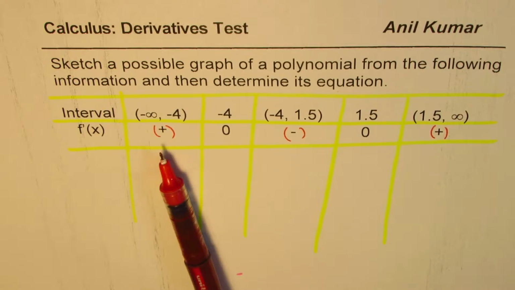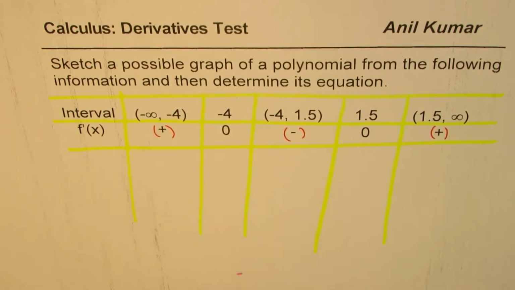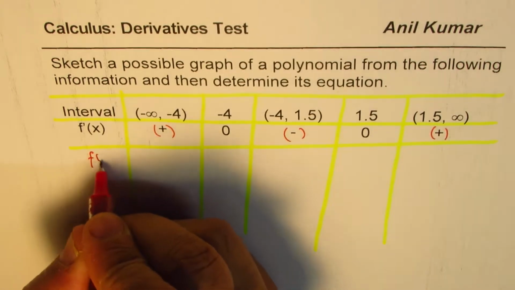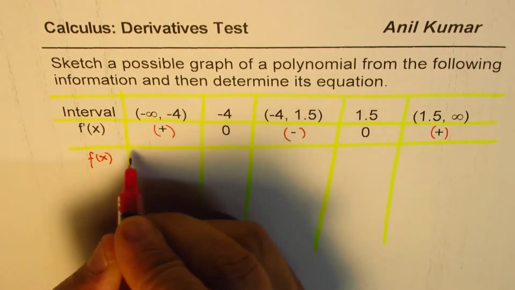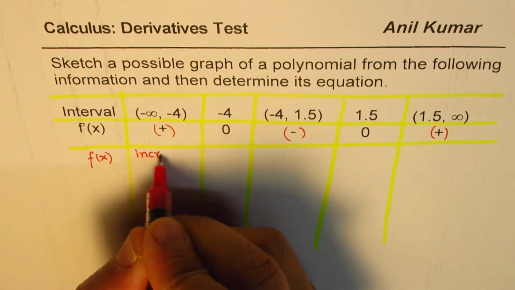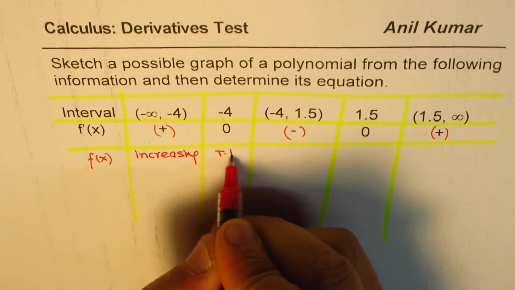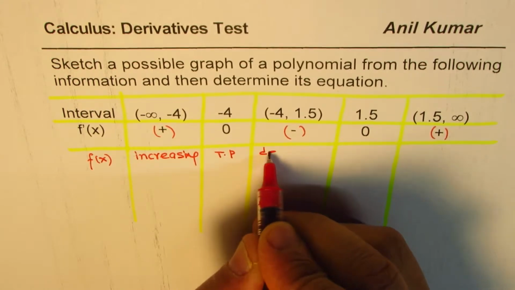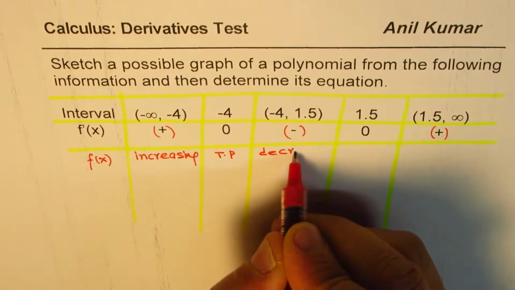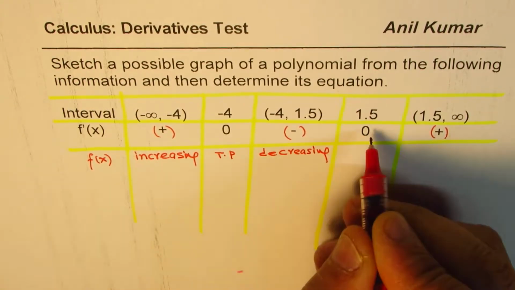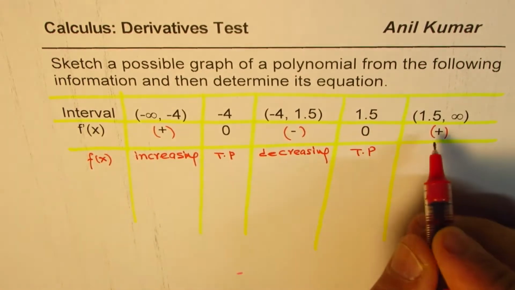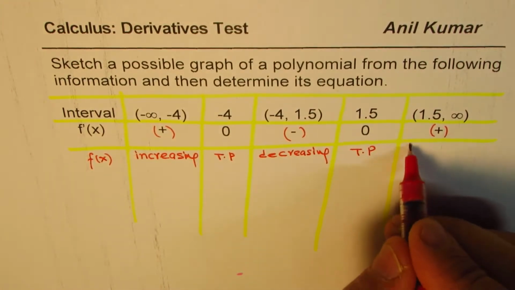This really means what? When we say the first derivative is positive, that means the function f of x is increasing, right? So it is increasing. And this is a turning point, and here it is decreasing. Negative means decreasing. This is also a turning point, and here it is again increasing.